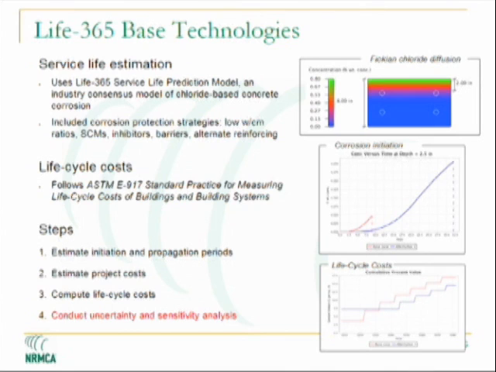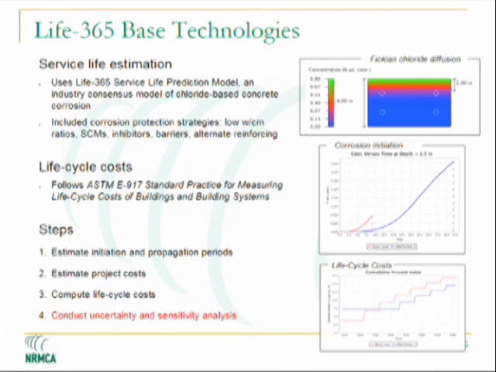Life 365 started about 10 years ago, based on a need through ACI to come up with an industry consensus service life prediction model for concrete. Over that 10-year period, it's gone through a series of committees, versions of the software, and methodologies, and now is a pretty solid tool for estimating concrete service lives when chloride corrosion is the primary mechanism of corrosion.